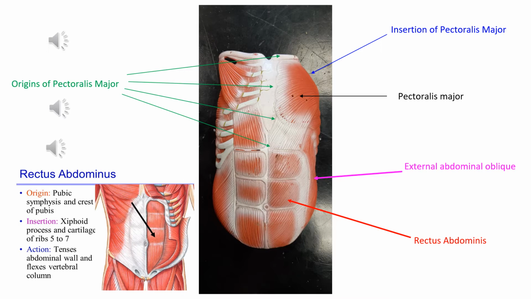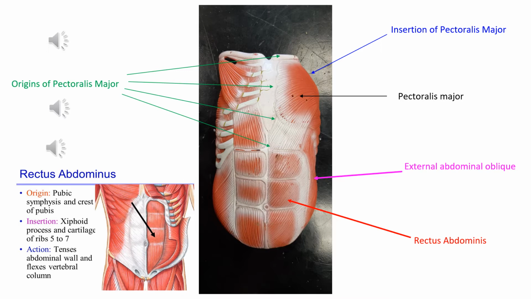This is the rectus abdominis. Its origins are at the pubic symphysis and pubic crest. Its insertions are at the xiphoid process and the costal cartilage of ribs 5 through 7. Its main actions are to flex the trunk and compress the abdominal viscera.